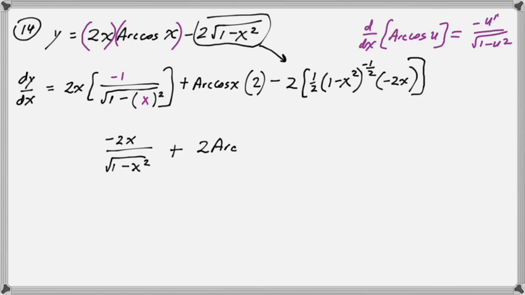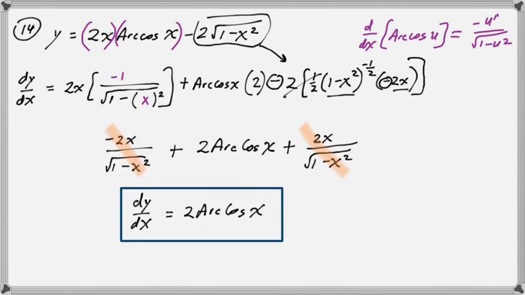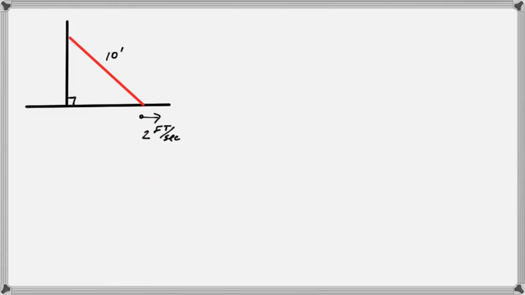Let me spell it right. Arc cosine of x. And over here, I see that the 2 and the 1/2 might cancel. I see a negative and a negative, which makes it a positive. And I see a 2x on top, and this means a square root on the bottom. So when you add something and its opposite, they add to 0, making your derivative simply 2 times the arc cosine of x. So that was the response or answer I was looking for.